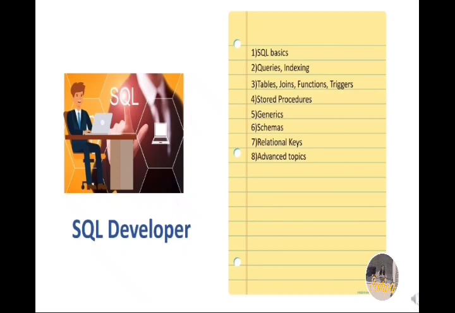So don't blindly stick to these topics only. Prepare more topics, and don't forget to learn these topics as well. Don't skip any of the topics that I have covered with you.